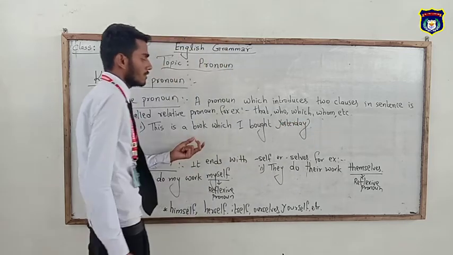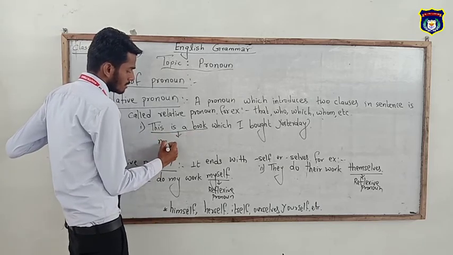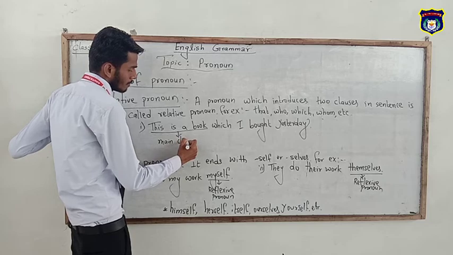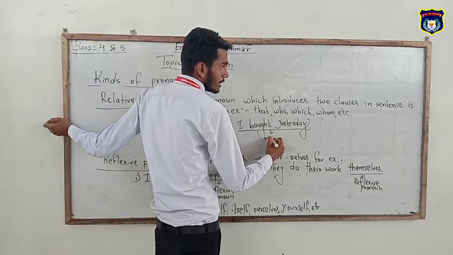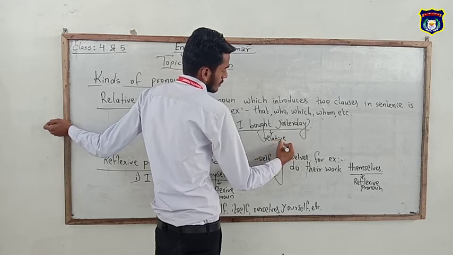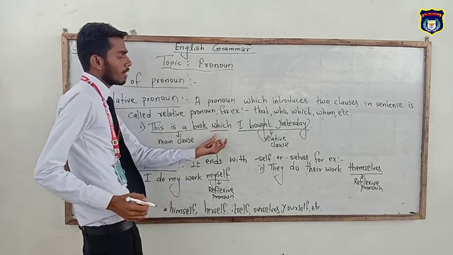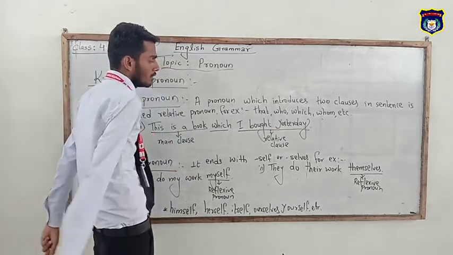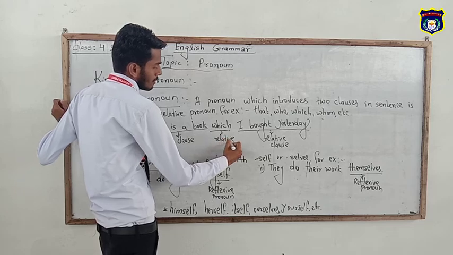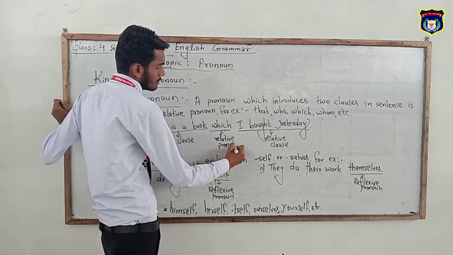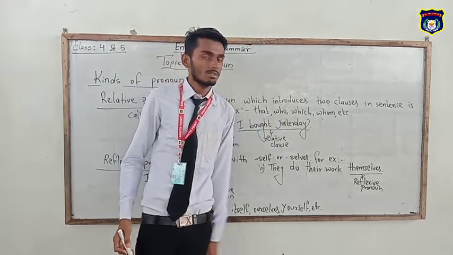In this sentence, you are seeing two clauses. First is this is a book, which is known as the main clause. And I bought yesterday is a relative clause. And in this, which joins these two clauses. So, which is a relative pronoun. In this way, we use that for things also, who for person, whom also for person.